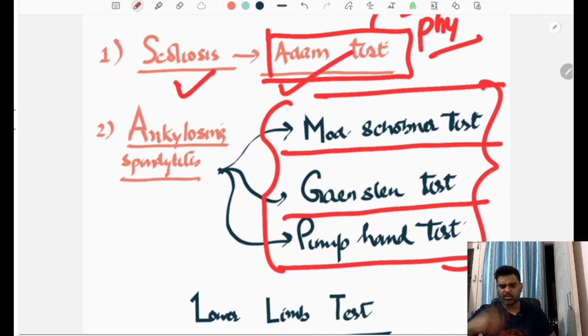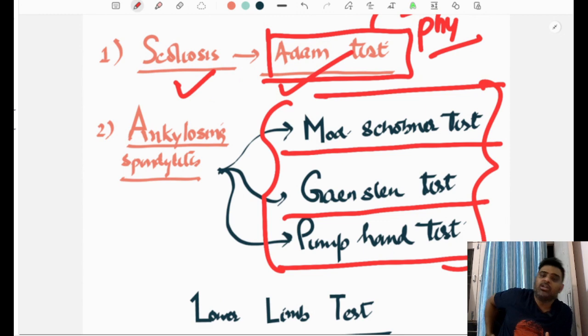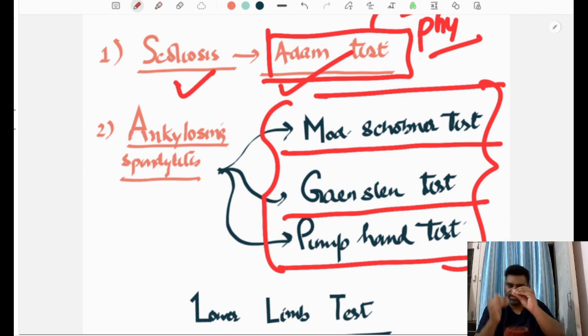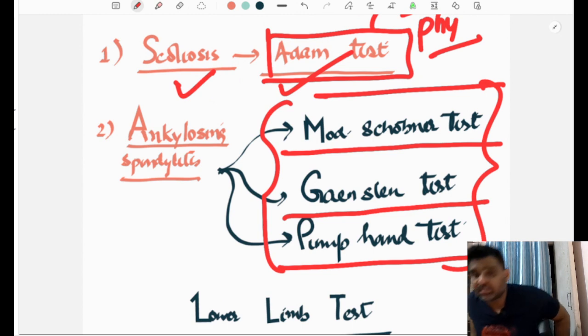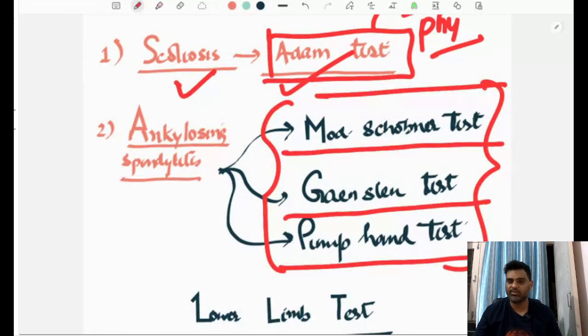Now, what is modified Schober's test? You will go behind the patient, you will come to the L4, L5 joint, or if there is a venus dimple present behind, you will mark that area, and you will take another area 10 centimeters above it and 5 centimeters below it. So the distance between those two areas will be 15 centimeters. You will ask the patient to bend forward, and when the patient bends forward maximally, the distance between them should increase. But if the distance between them does not increase, that is modified Schober test positive, and that means ankylosing spondylitis is positive. You have to remember this.